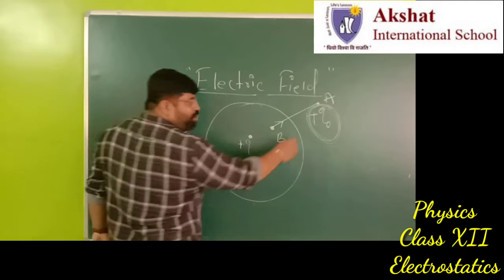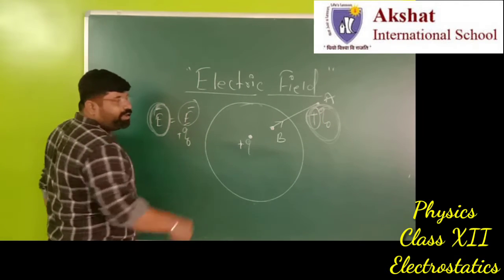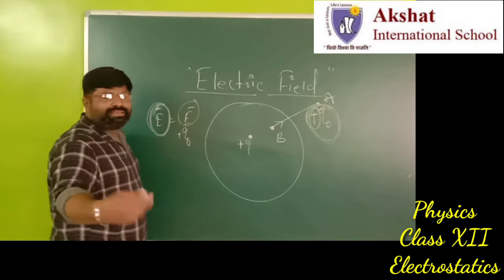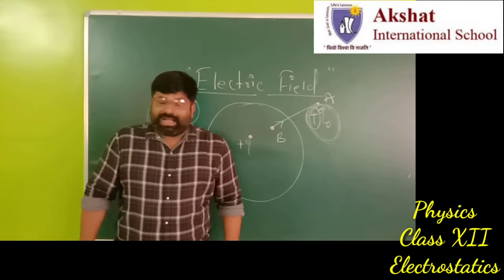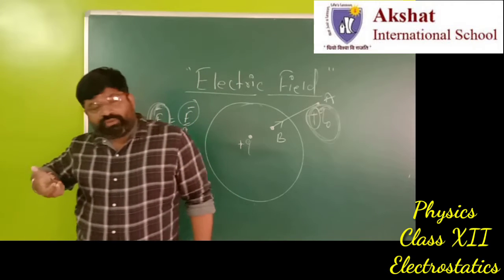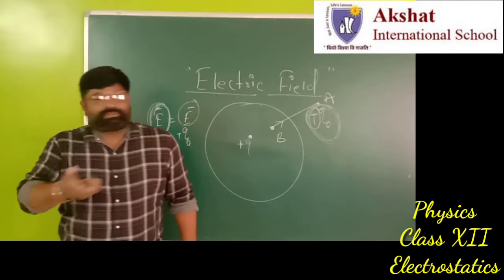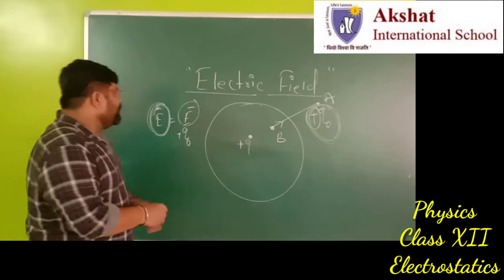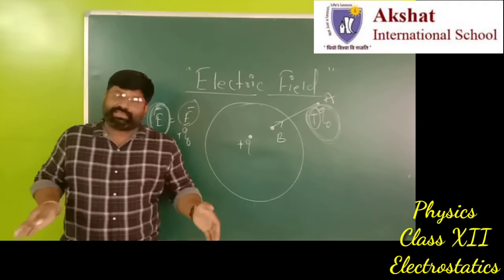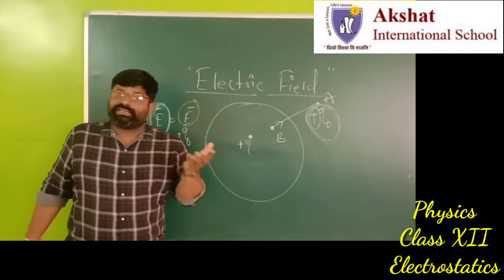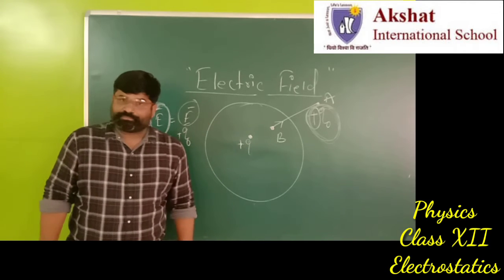Now in case of a negative source charge instead of a positive charge, what will be the direction of the electric field? Again, the direction of the electric field will be towards the source charge. That is attractive. So electric field strength is a vector quantity. The direction of the electric field strength is the direction of the force experienced by that test charge.